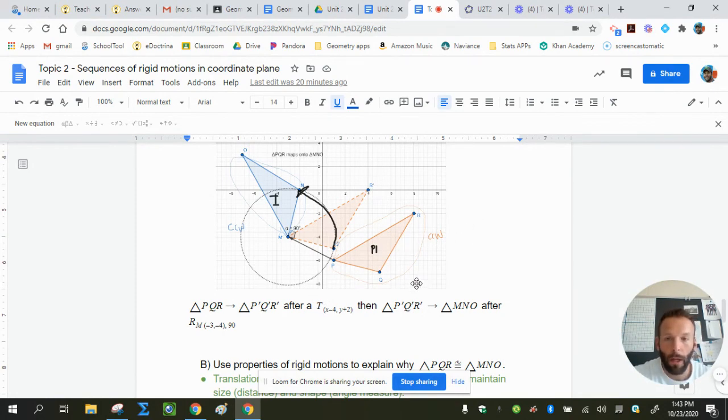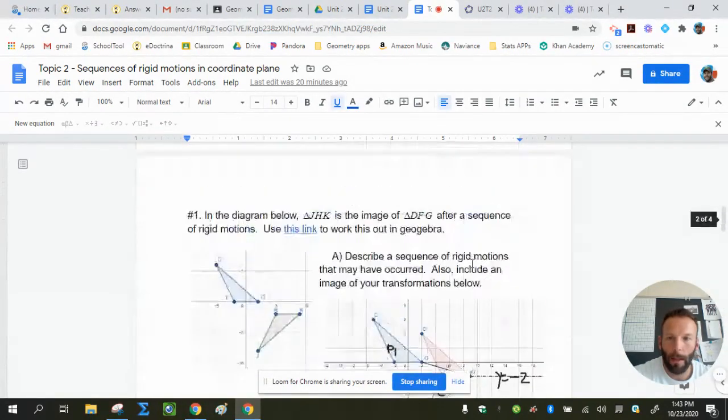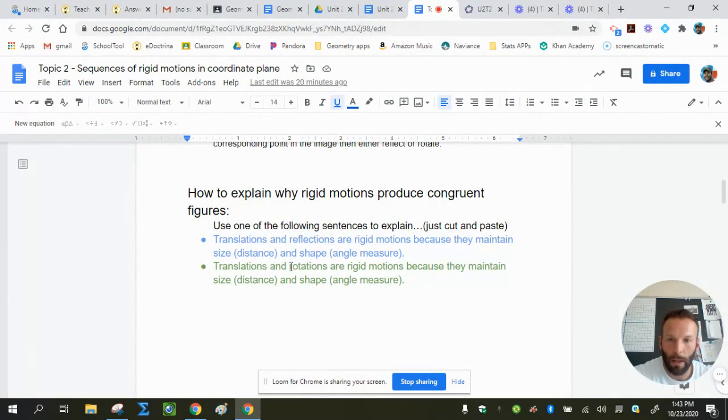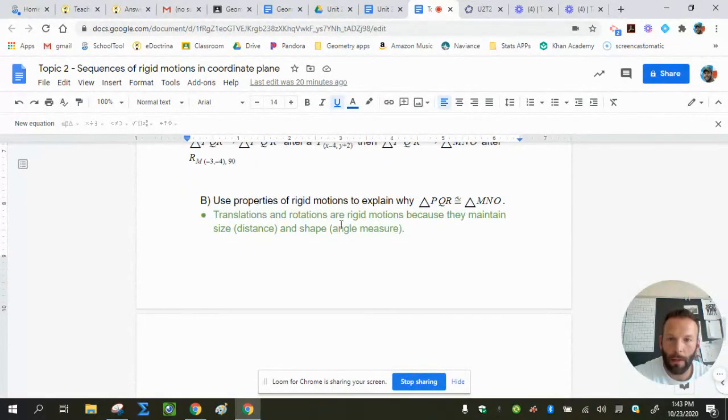Now again, you could have mapped any one of these points onto a different point, so there are many right answers to do this. I showed you just one way. And same thing here, I threw in part B of this question. How would you use properties of rigid motions to explain why the triangles must be congruent? Again, I go back to the top, and I did a translation and rotation. So I copied and pasted, and there's that sentence. This is why those triangles must be congruent, because these two rigid motions maintain size and shape.